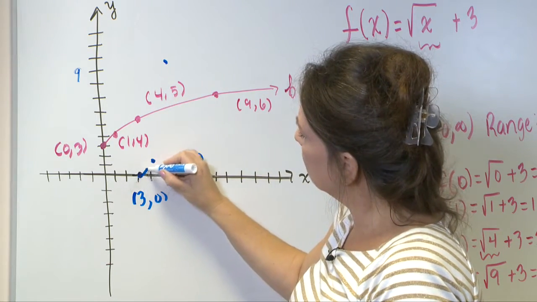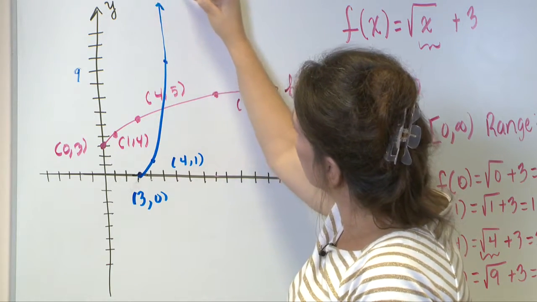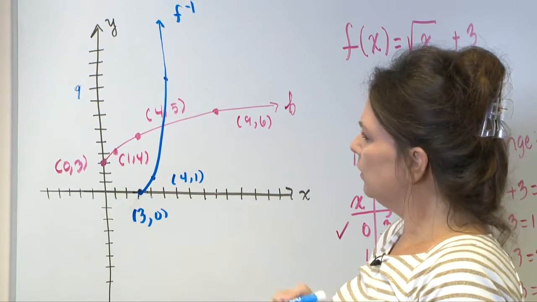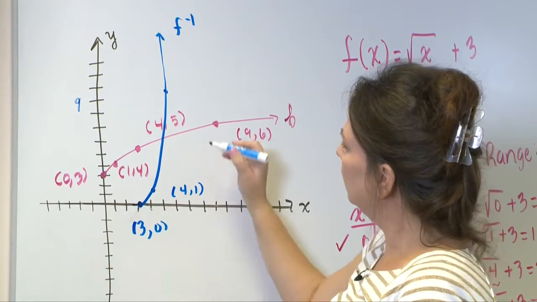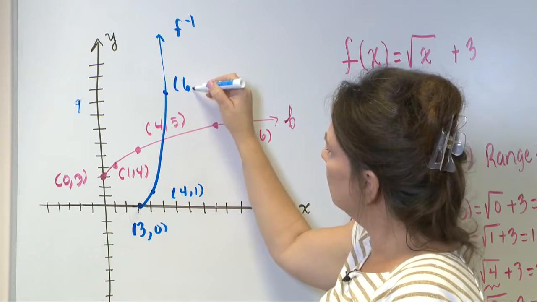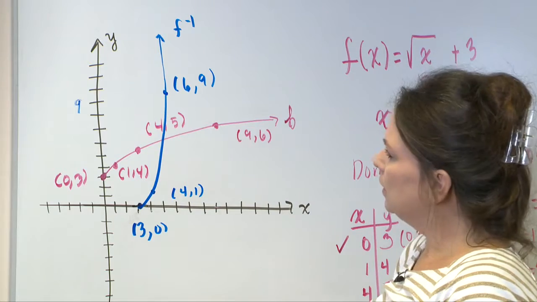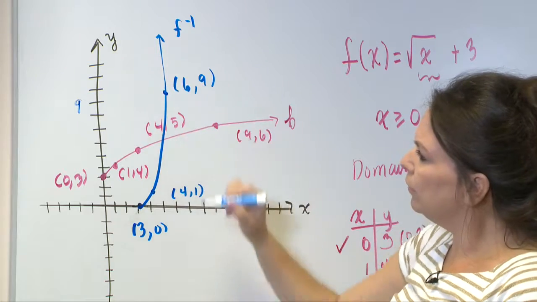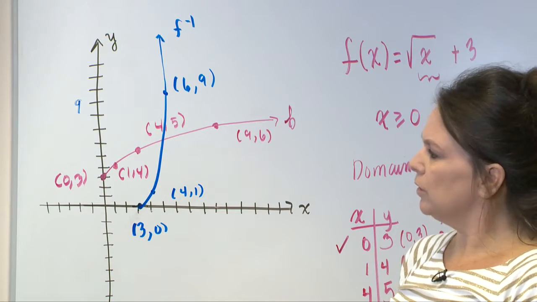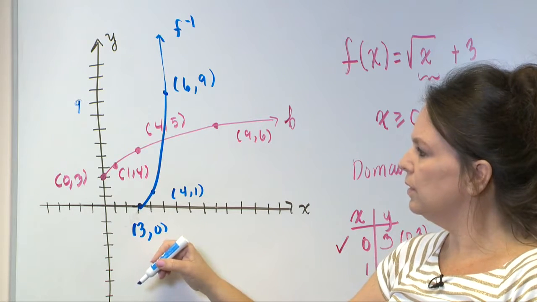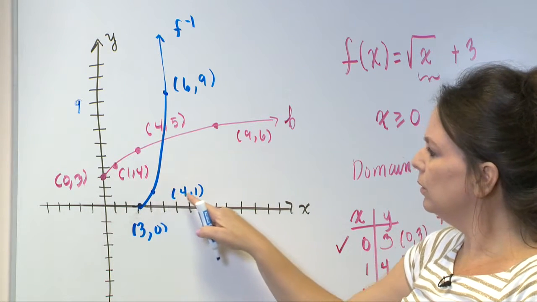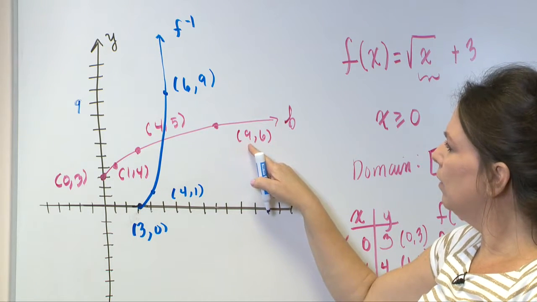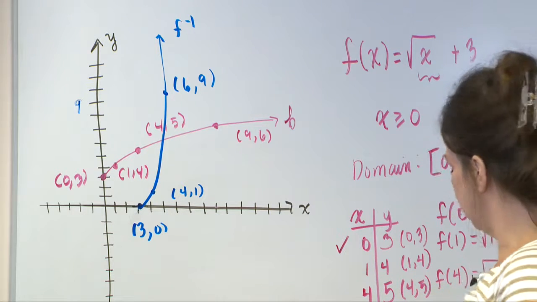And then I'll graph this function. So this is the graph of f inverse. So I labeled the points here: (3, 0), (4, 1), and here we have the point (6, 9). So I want to point out that on the graph of f and f inverse, the x and y values are reversed. We have (0, 3), (3, 0). We have (1, 4), we have (4, 1). Here we have (6, 9), and on the graph of f we have (9, 6).